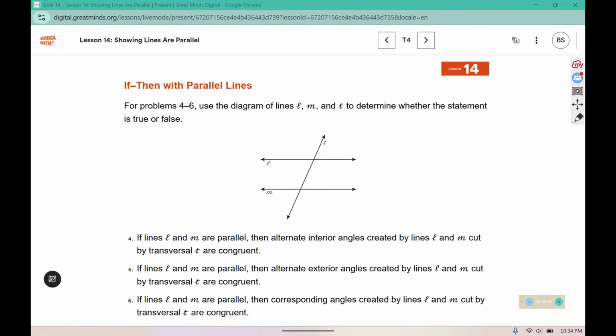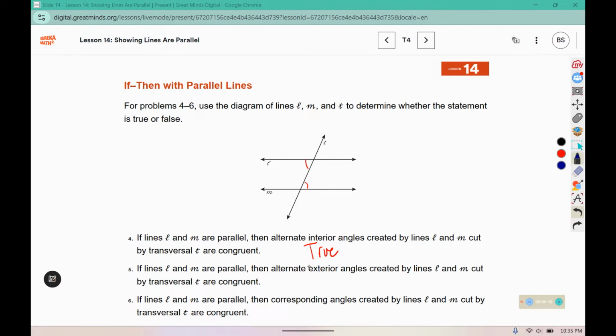For problems 4 through 6, use the diagrams of line L, M, and T to determine whether the statement is true or false. If L and M are parallel, then alternate interior, so opposite sides of T, and in between L and M, created by L and M cut by transversal T are congruent. That is true. We wrote down some notes of alternate interior angles on page 188 and 189 in your workbook.